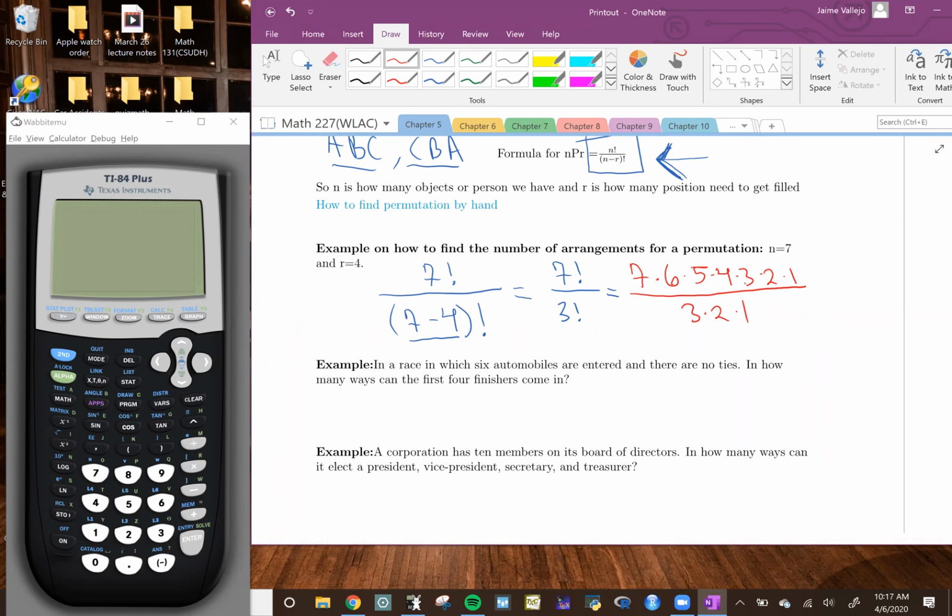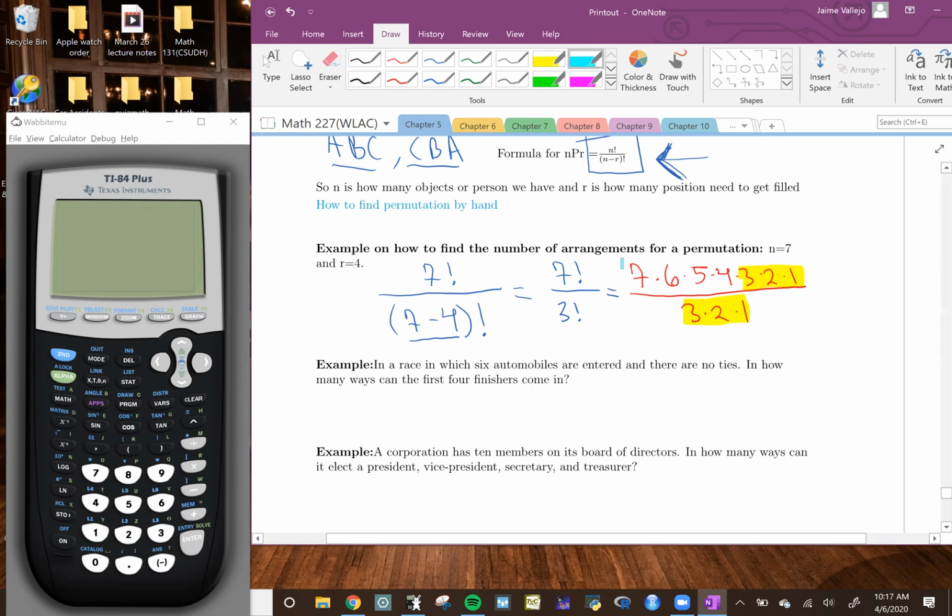Any questions so far? I got 7 times 6 times 5 times 4 times 3 times 2 times 1 divided by 3 times 2 times 1. Can you cancel out 3 and 2 and 1? Yeah. If you look right here, here you go, 3, 2, and 1. Here's 3, 2, and 1. So that's actually just going to cancel out.